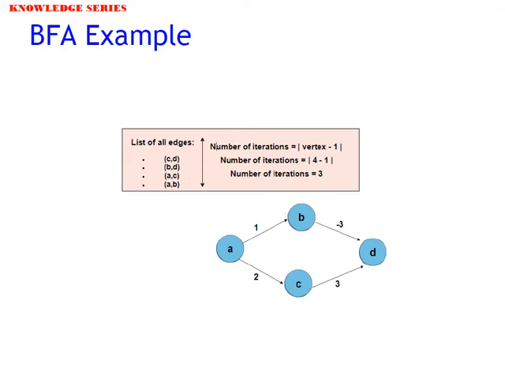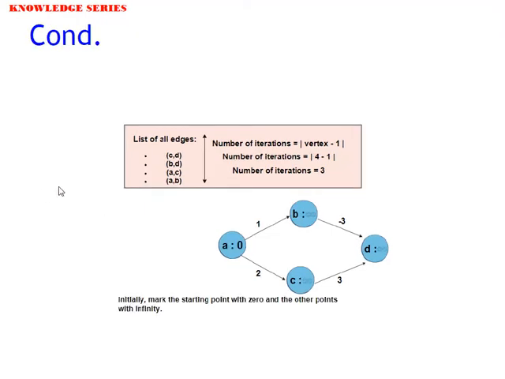Now what is shown is that the number of iterations is equal to the number of vertices minus 1. There are 4 vertices, so 4 minus 1 is equal to 3. That is the total number of iterations. So that is what we are going to see in this case for solving this one. Let us take the first iteration here.